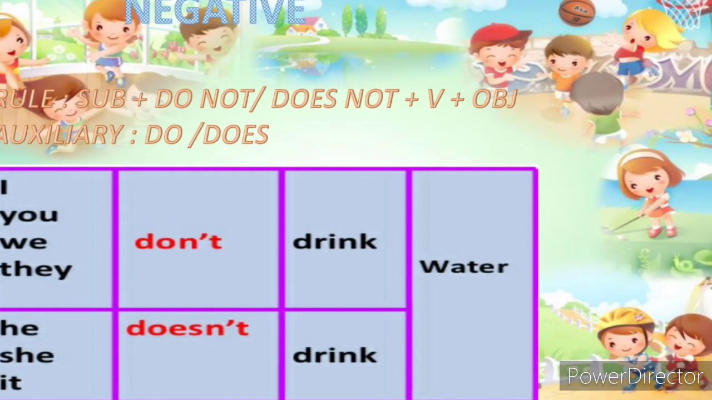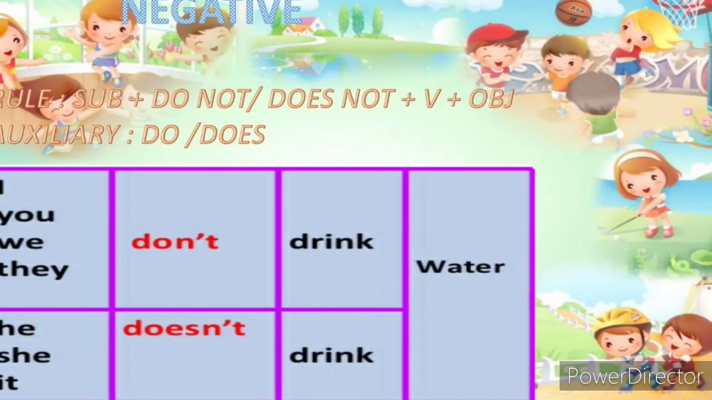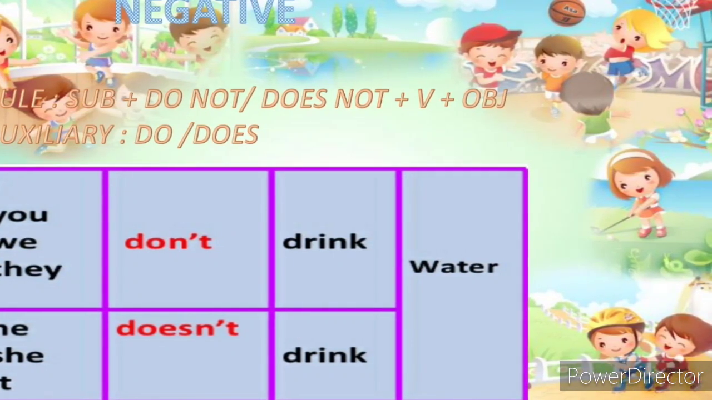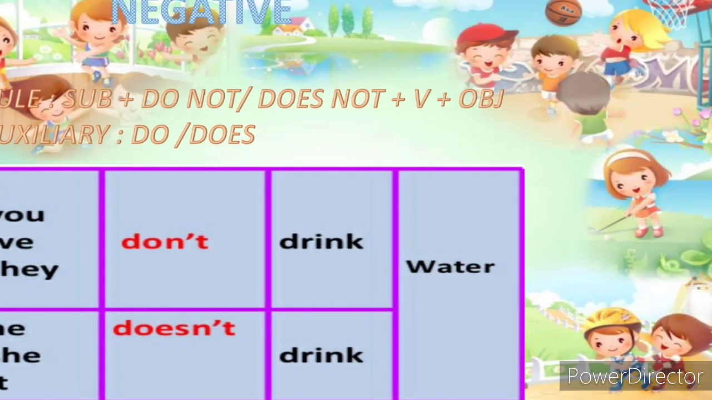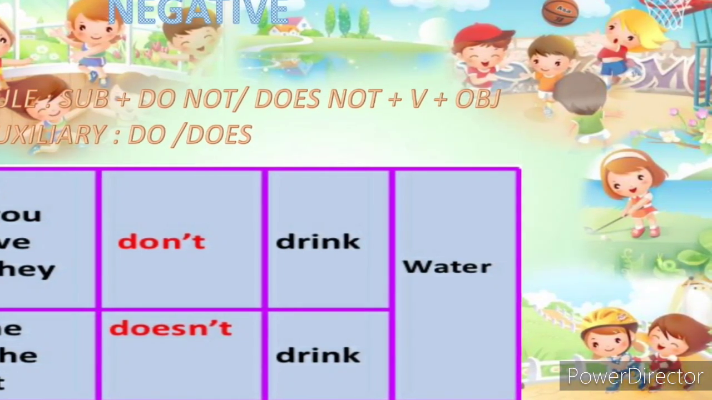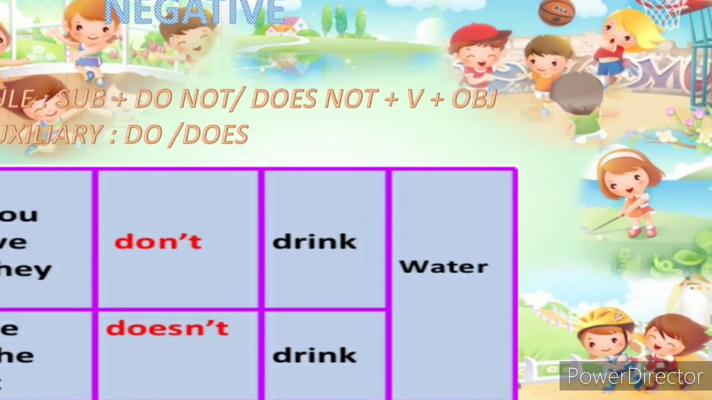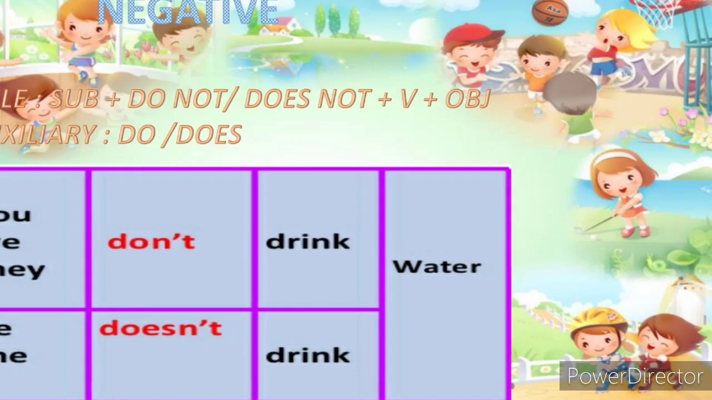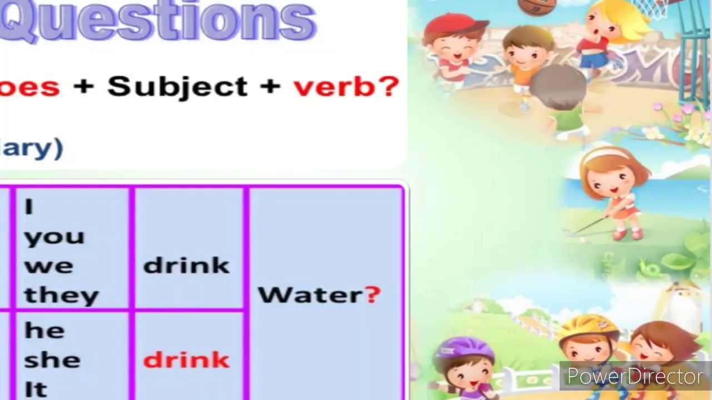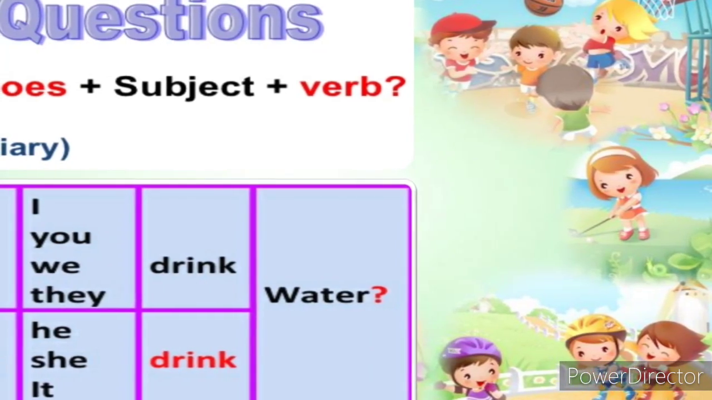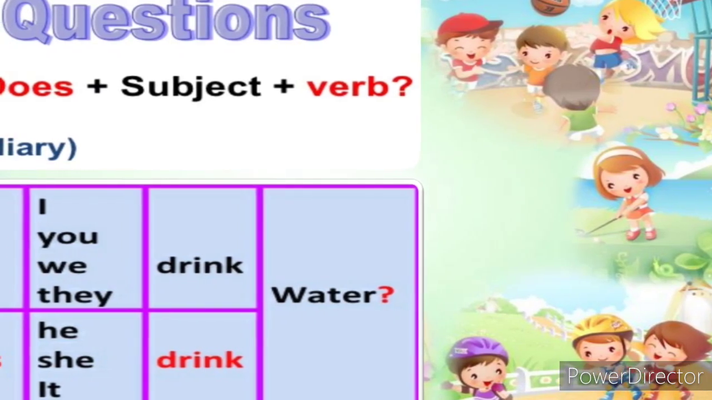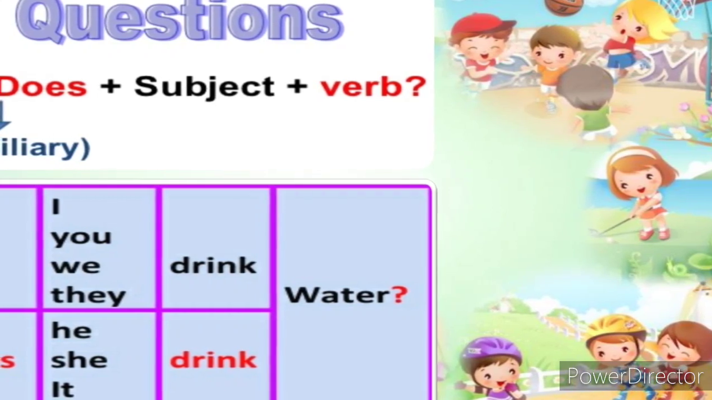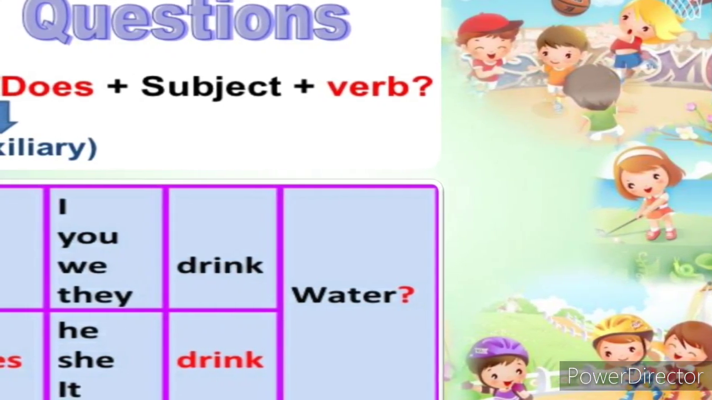So we can form sentences like this: you don't drink water, we don't drink water, I don't drink water, or they don't drink water. Similarly, he does not drink water, she does not drink water, or it does not drink water. In the same way, we can create the question sentence also in simple present tense by simply interchanging the helping verb and the subject.